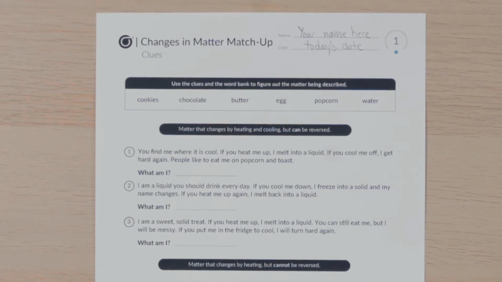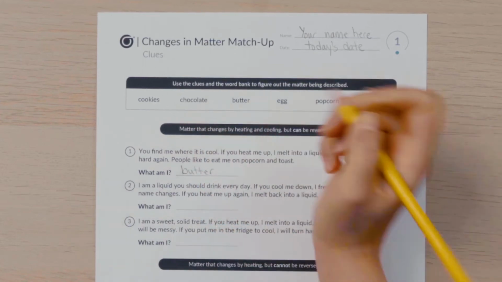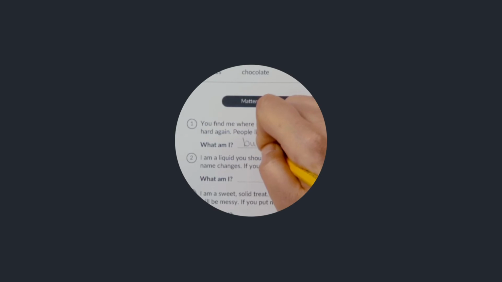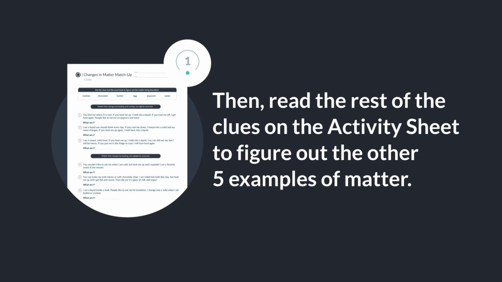Thinking about the first clue, do you see an example of matter that is found in a cool place? It could be butter, eggs, or water. Thinking about the second clue, which of these melts into a liquid? I am thinking butter. Thinking about the final clue, is butter something people eat on popcorn? Way to go! We figured out the first example of matter, butter. I will write the word butter on the line to answer the question, what am I? Can you write the word butter for number 1 on your activity sheet? Then read the rest of the clues on the activity sheet to figure out the other 5 examples of matter.